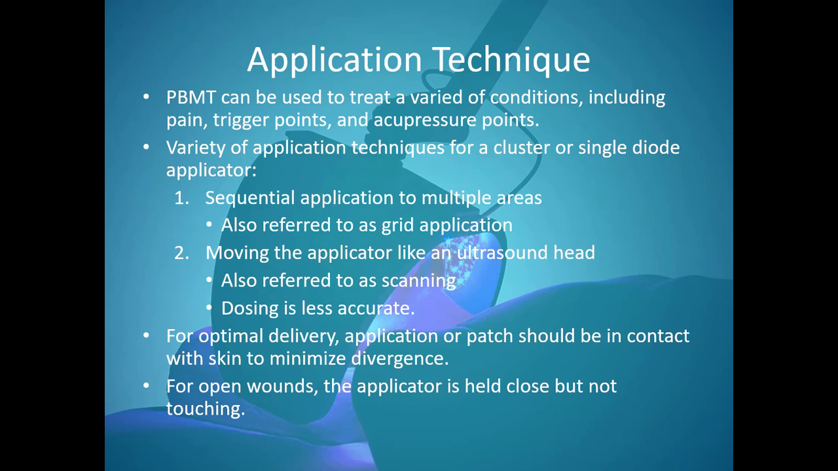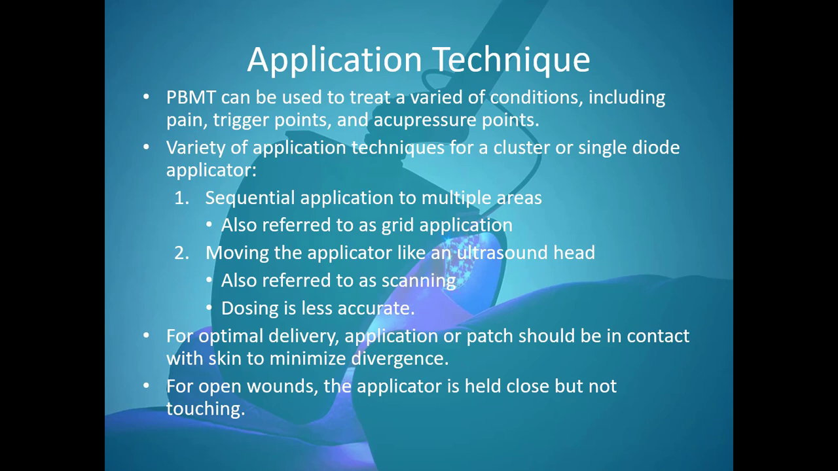When a cluster head is not available, a single probe can be used in one of two ways. Sequential application to multiple areas of tissue, called a grid application, or moving the head across the area like an ultrasound head, a technique called scanning. To use the grid application, imagine the treatment area as a series of 1 centimeter squared segments. Systematically treat each segment with the appropriate dosage for the condition.